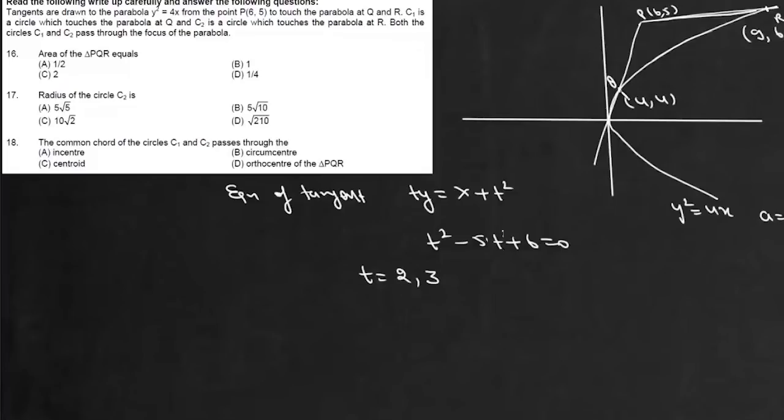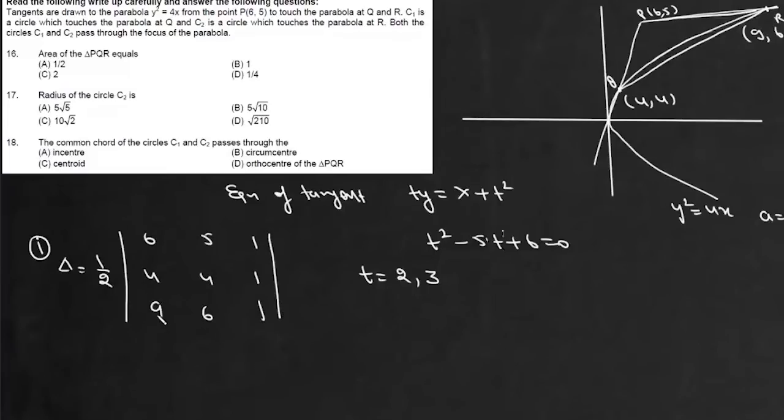Now this first question is to find the area of this triangle PQR. Now we know that the area of a triangle is given by 1 by 2 times the determinant of x1 y1 1. So it will be this (6, 5, 1), (4, 4, 1) and (9, 6, 1). Now we subtract the first from the third.